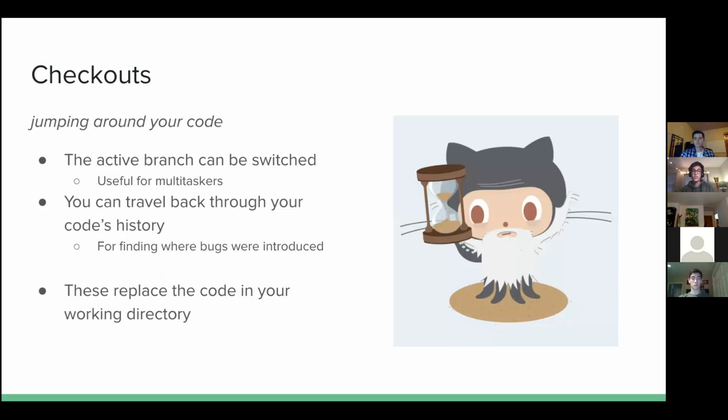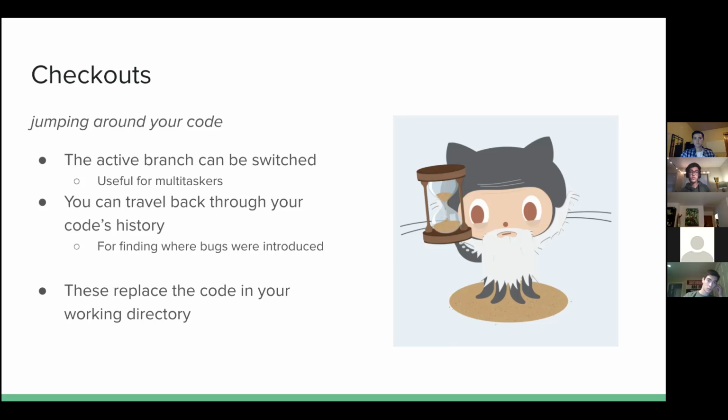And all of that eventually gets merged together. So checking out is really about jumping around your code. This can be between branches as well as the history of your actual repository. So switching branches is something super useful for multitaskers. If you want to work on a feature, you do it in this branch, another one up here. It lets you jump around without mixing all those changes together.